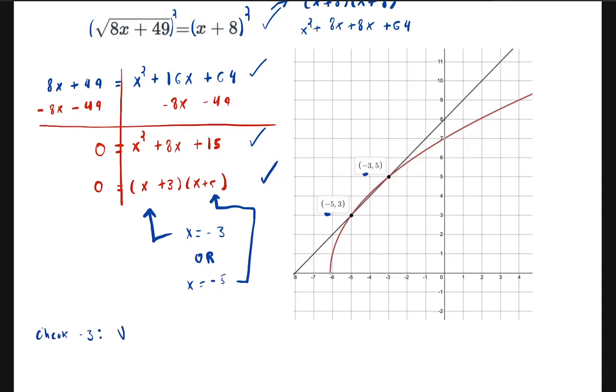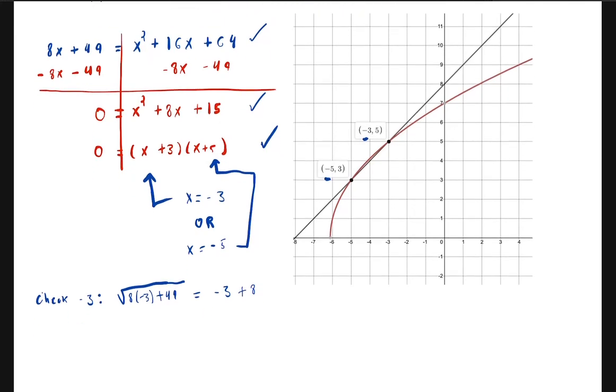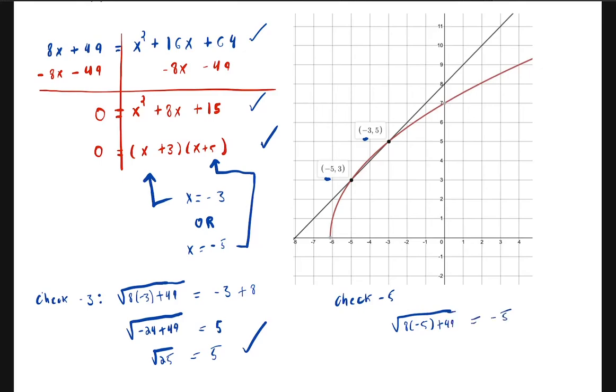We would have the square root of 8 times negative 3 plus 49 equals negative 3 plus 8. And so what we'd have here, the square root of negative 24 plus 49 is equal to 5. Yeah, that's true. The square root of 25 is equal to 5. So that one checks out. Let's also check negative 5. What we'd have there is the square root of 8 times negative 5 plus 49 is equal to negative 5 plus 8. We do that out, we get the square root of 9 is equal to 3, which also checks out.